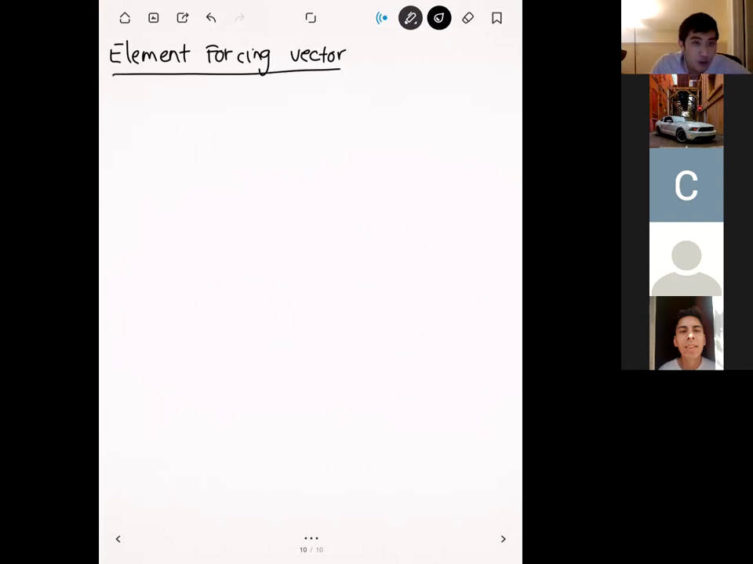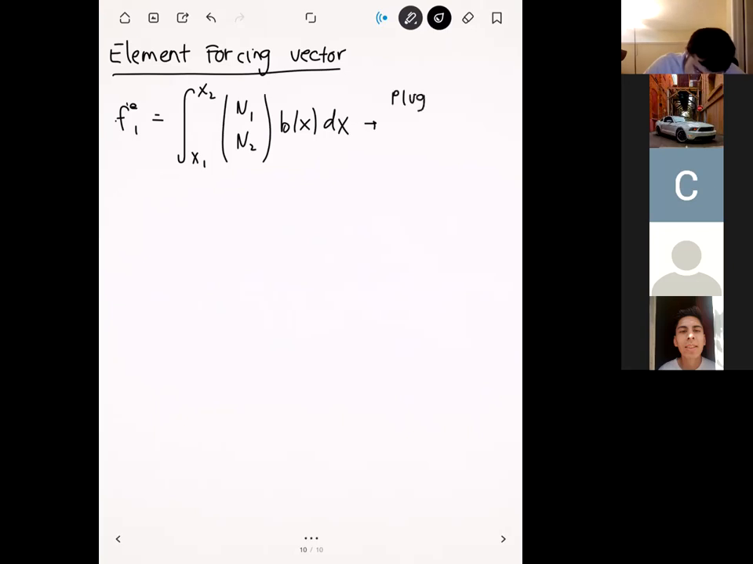Okay, and so our element forcing vector was this term right here. So we'll call this F_E1. This was the integral from x1 to x2 of N1, N2, b of x dx. Okay. And then from here, we're just going to go ahead and plug in for N1, N2, and b of x. Okay. And so if we do all that, we get the following.